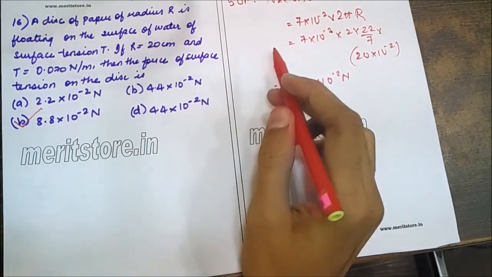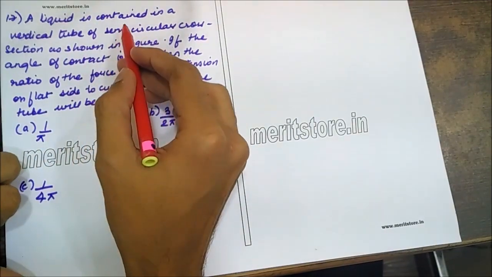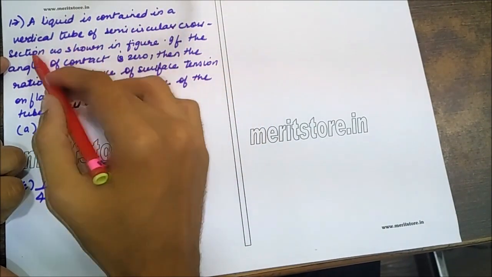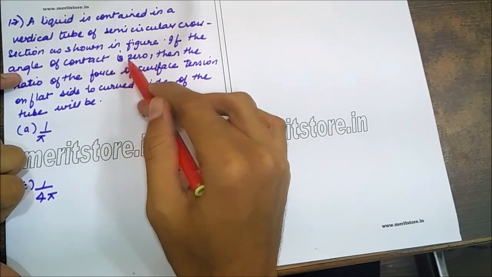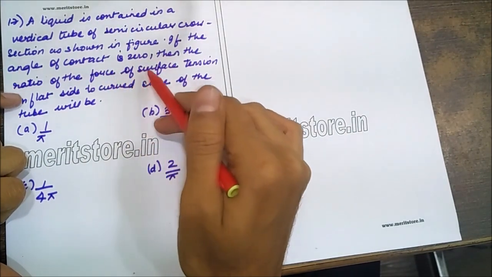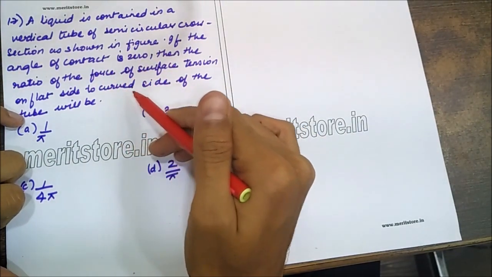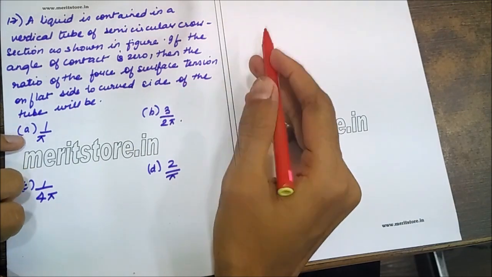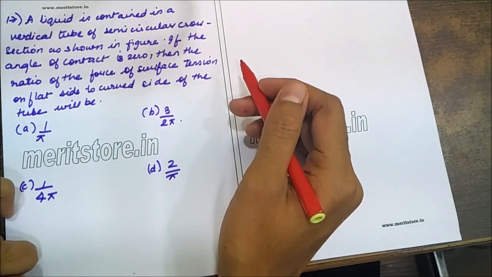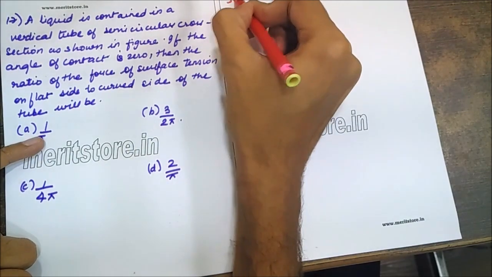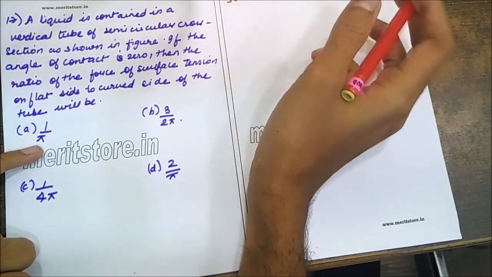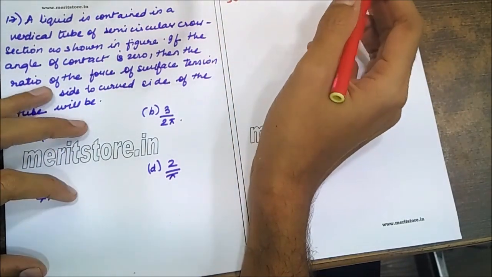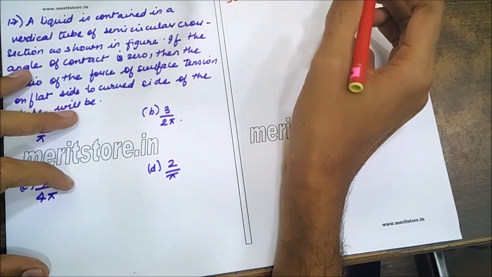So B is the correct option. A liquid is contained in a vertical tube of semicircular cross section as shown in the figure. If the angle of contact is 0, then the ratio of the force of surface tension on the flat side to the curved side of the tube will be: 1 upon pi, 3 upon 2 pi, 1 upon 4 pi, or 2 upon pi.